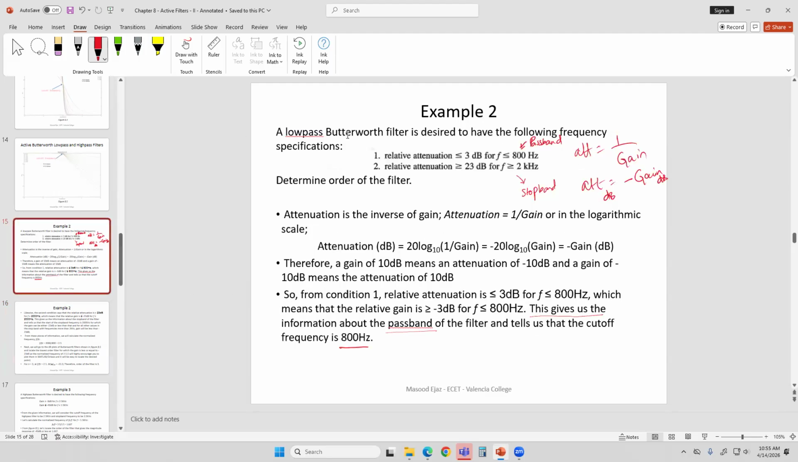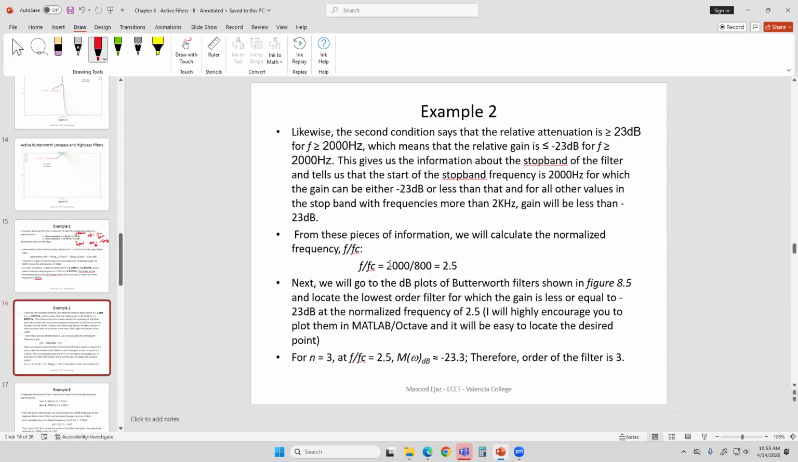And since we are designing a low pass filter, we are going to take f over fc as our normalized frequency, which is x, remember. So we're going to take f over fc, and we're going to calculate the normalized value as far as the stop band is concerned, because we know our fc is 800 and our stop band is 2000. So the normalized value is 2.5, f over fc.